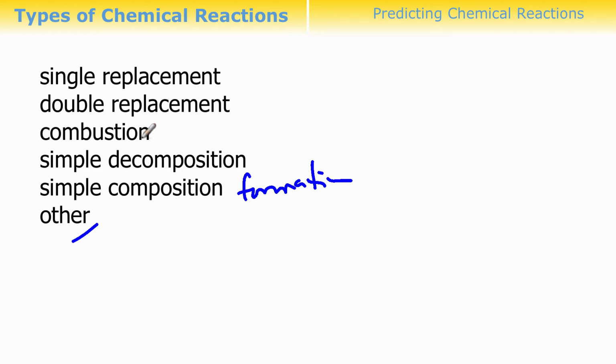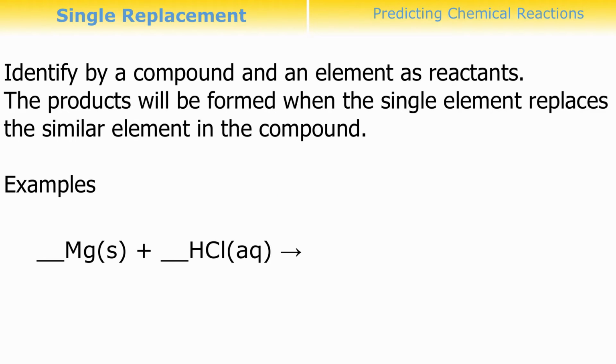So let's look at each one of those, and I want to be able to identify them and then predict the products for each. So the first one, single replacement. You can identify a single replacement reaction because you're going to have a compound, something that's made up of more than one atom, and you're going to have an element as reactants. For example, here I have an element, and here I have a compound. If I have that and it says that these are reacting, then typically this is going to be a single replacement reaction. So one thing is going to replace one other thing. That's what it means by single.